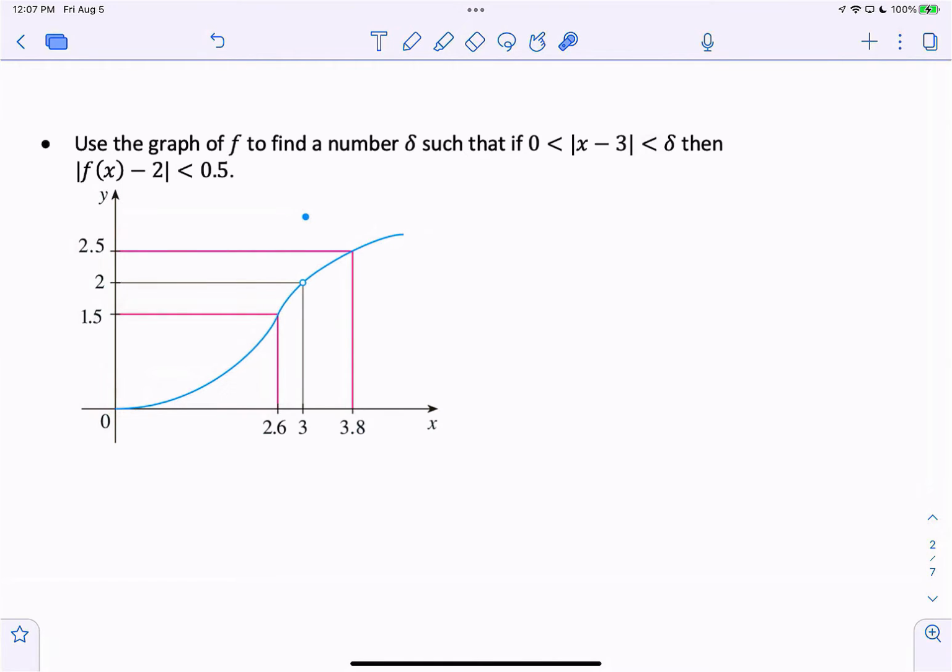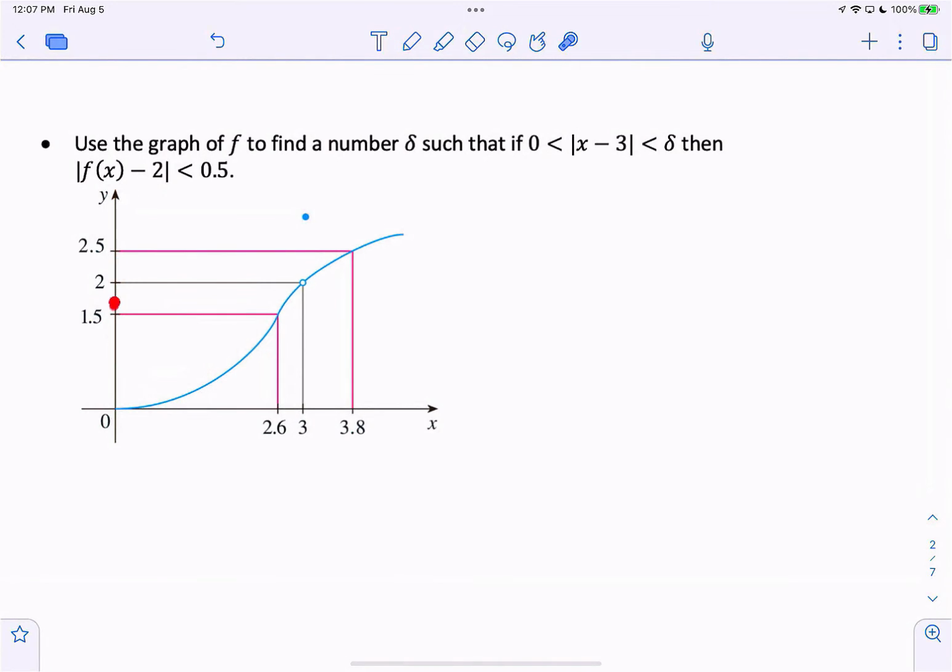This exercise will help us to understand part of what's stated in the definition of a limit. What we have here is a graph of a function in blue that has a little hole here and a point up there. And you can see on the y-axis, there's a point of interest that's 2, and we're looking at a band essentially that goes from 1.5 to 2.5.